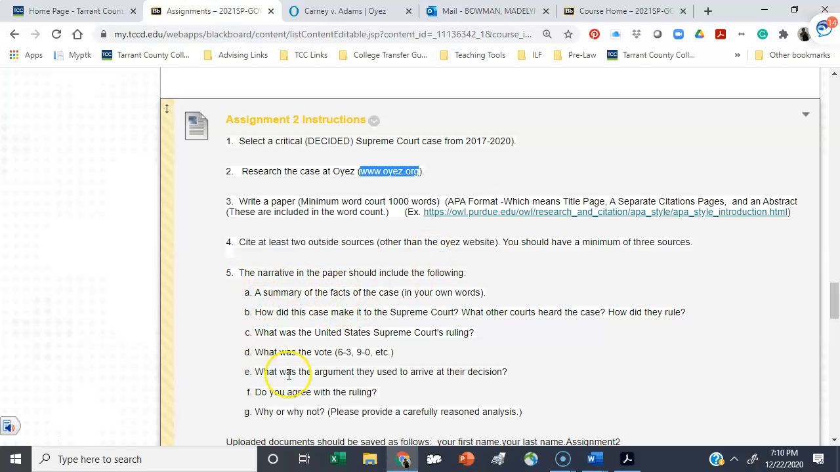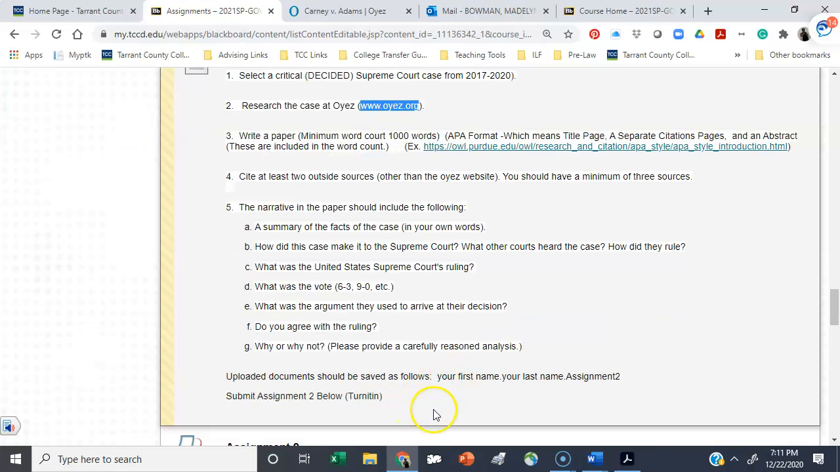Then in the paper, the body of the paper, I'm asking you to summarize the facts of the case in your own words. I'm looking for plagiarism. Plagiarism gets you points off on understanding the case. I'm asking you to explain what happened before the case made it to the Supreme Court. And so what other courts heard the case before it went to the Supreme Court? How did that other court rule? What did the Supreme Court rule? What was the vote count? What arguments did they use to arrive at their decision? And we're talking the majority. Tell me if you agree with the ruling and why or why not.